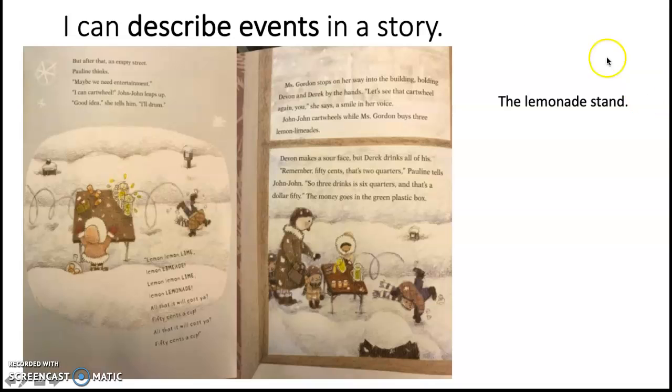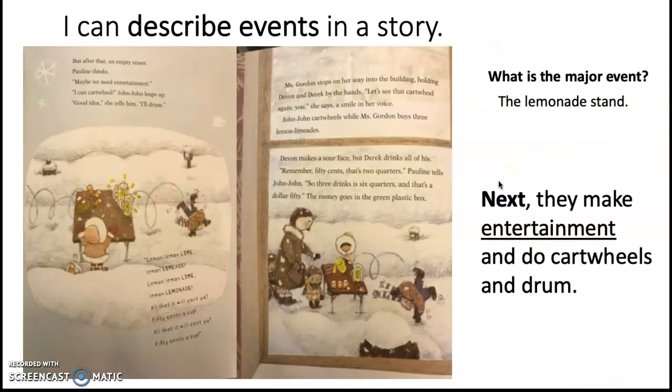So let's see, how would we describe the lemonade stand on this page? Let's see, next, they make entertainment, and they do cartwheels and drum. Here's where I found that they had entertainment, and here is where I found that she was going to do the drumming. I can also see that here in my illustration. Let's keep going and describing the lemonade stand.